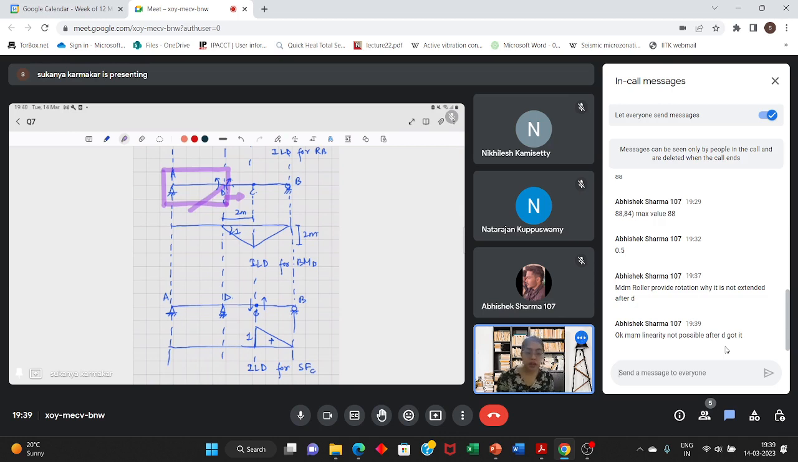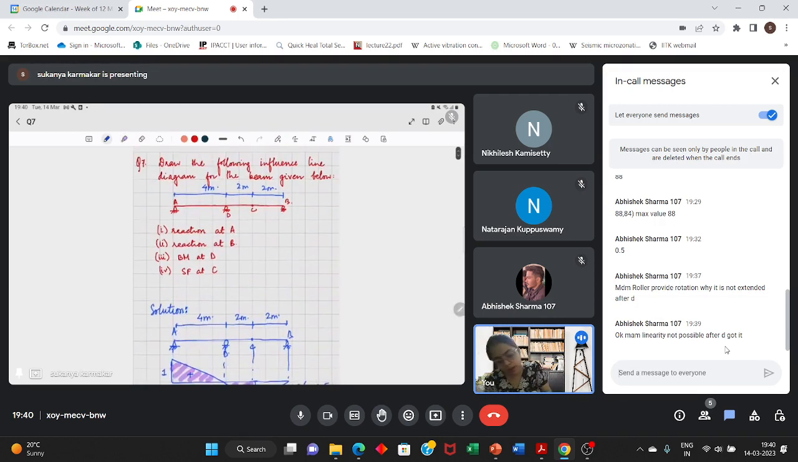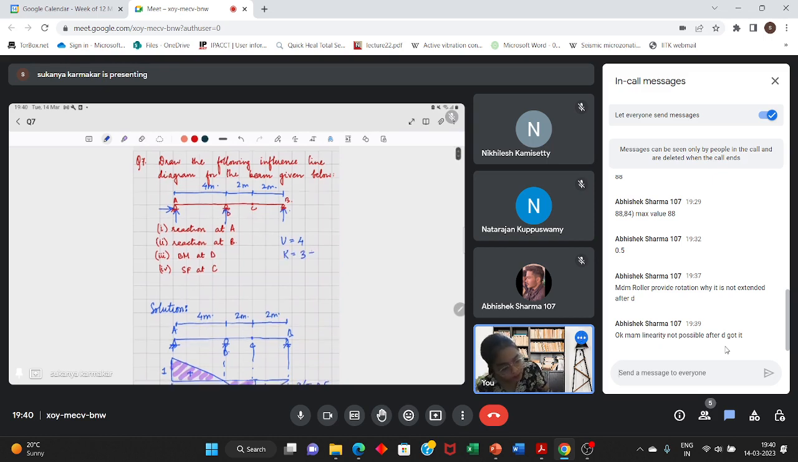And linearity, why is it linear? Because it is statically determinate. You can check that this structure is statically determinate. Number of reactions is 1, 2, 3, and 4. So number of unknowns is 4, and number of knowns is, there are 3 equations of equilibrium and 1 equation because C is the internal hinge. So there are 4 knowns. So it is a statically determinate structure.